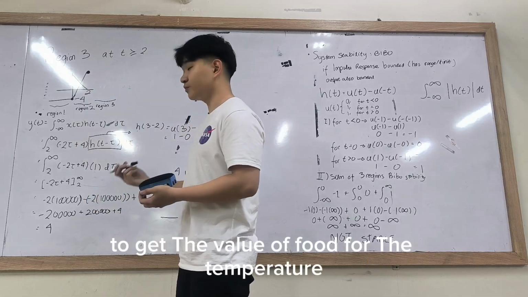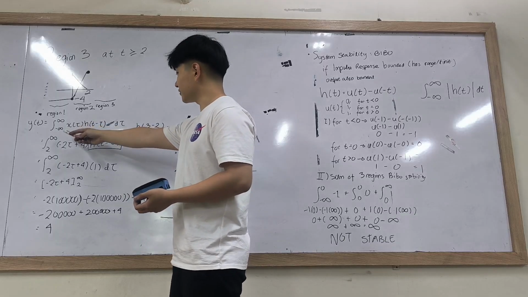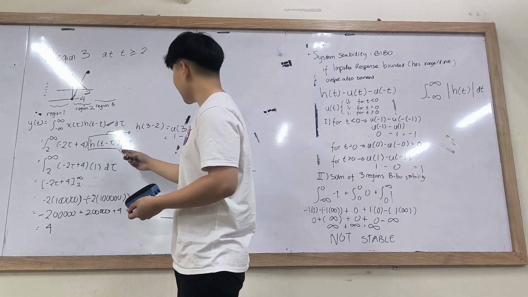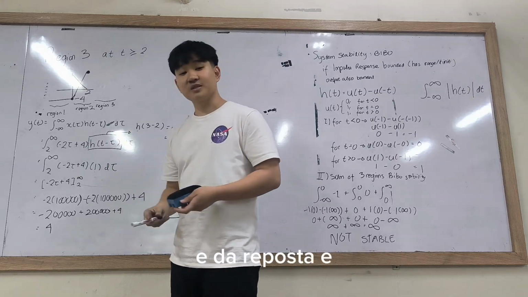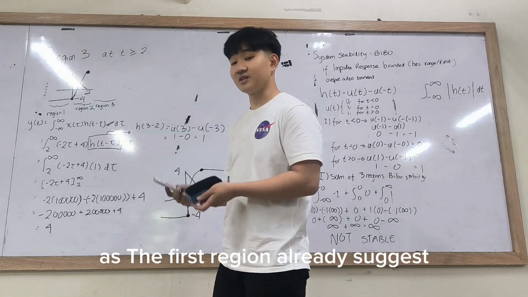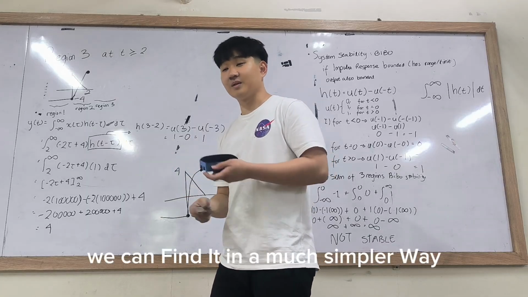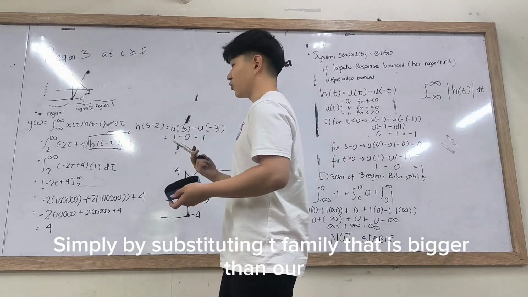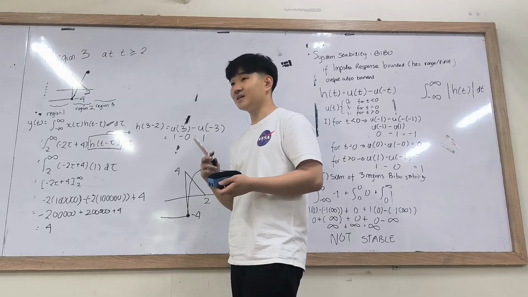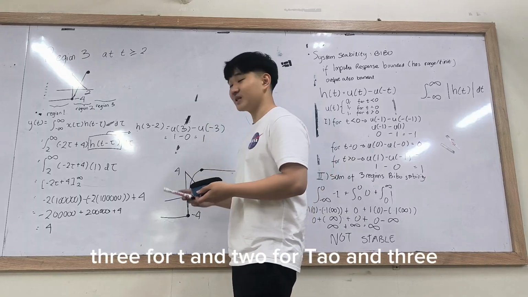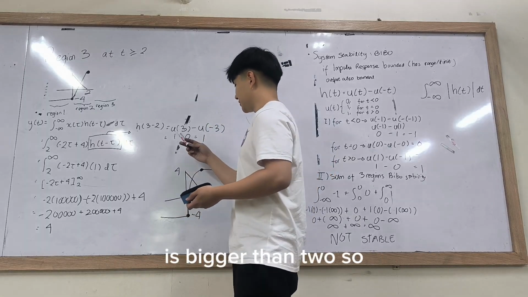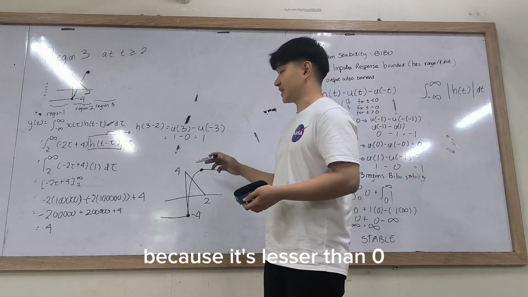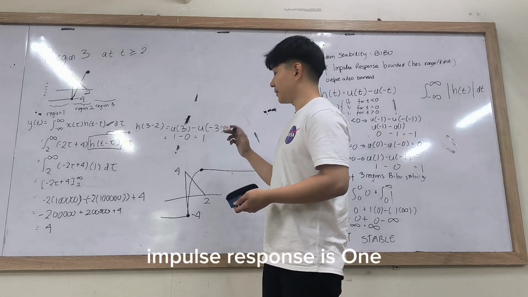To get the output value for the third region, we first have to use the convolution formula again, input the signal envelope again, and then find the impulse response. As the first region already suggests, we can find it in a much simpler way compared to the second region, simply by substituting a t value that is bigger than tau. So we choose 3 for t and 2 for tau, and 3 is bigger than 2. For the unit step function, 3 becomes 1 and negative 3 becomes 0 because it's less than 0. Thus the impulse response is 1.